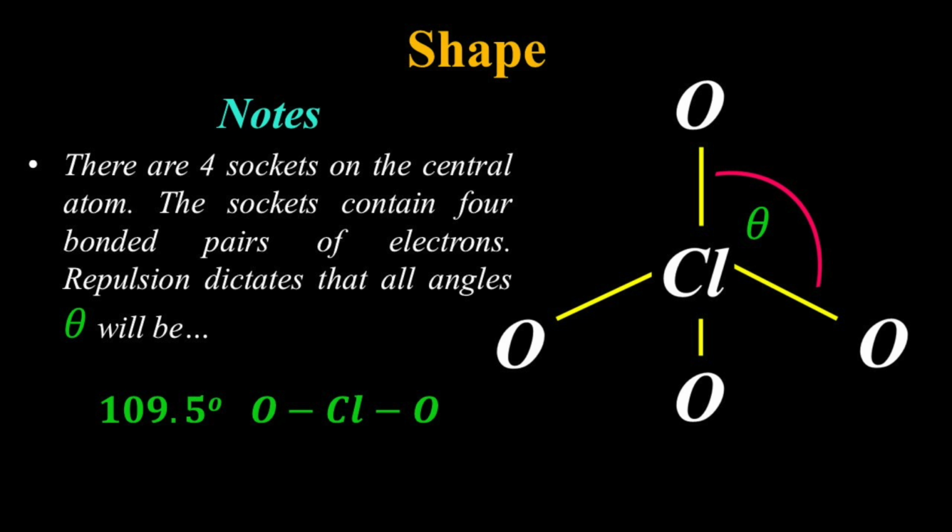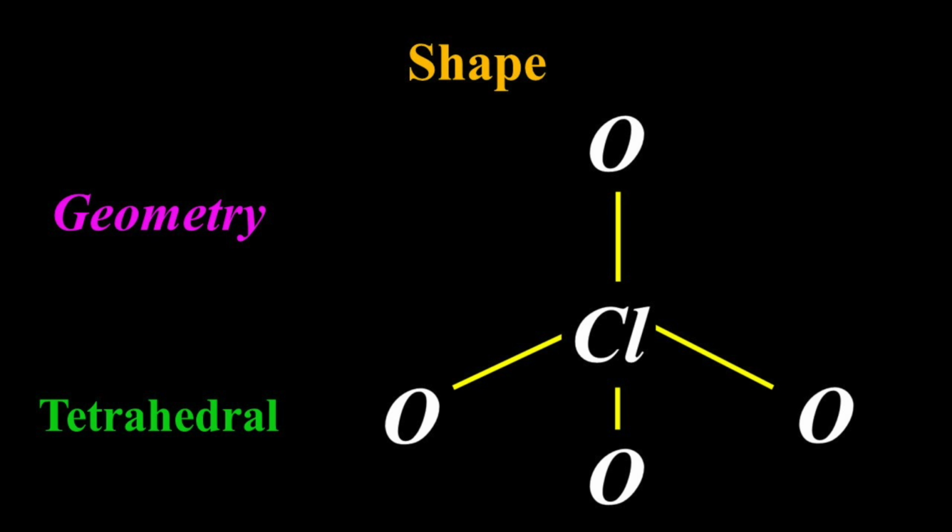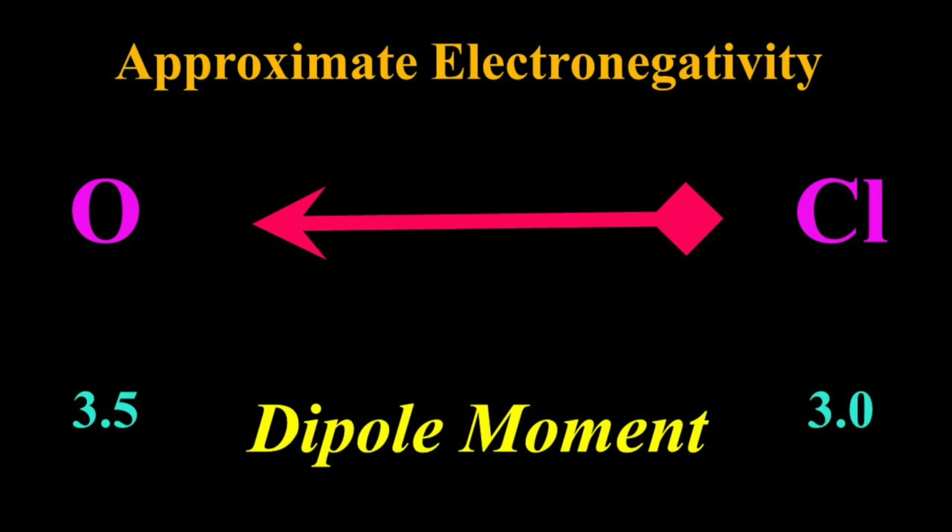There's your note relative to the angles. There are 4 sockets on the central atom. The sockets contain 4 bonded pairs of electrons. Repulsion dictates that all angles will be 109.5. That's the oxygen, chlorine, oxygen angles. And it's going to be tetrahedral. You're going to put in your dipoles, but as in a vector addition problem, they will all resolve to 0.